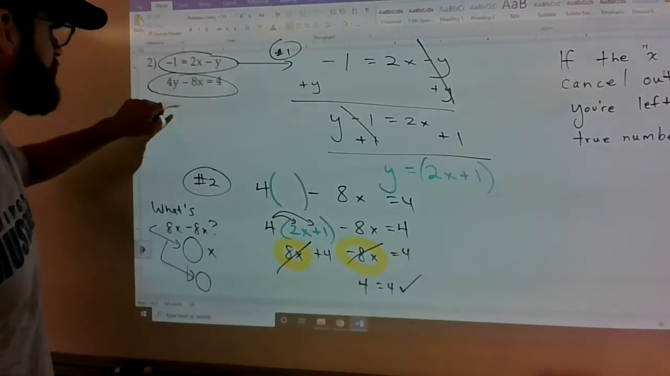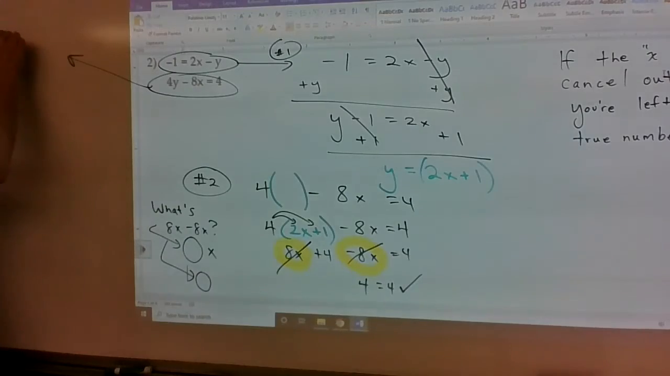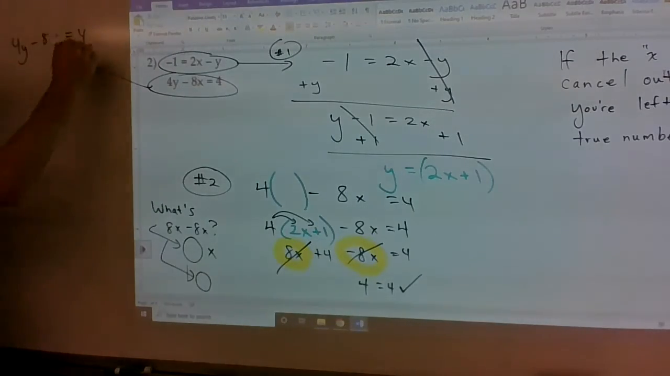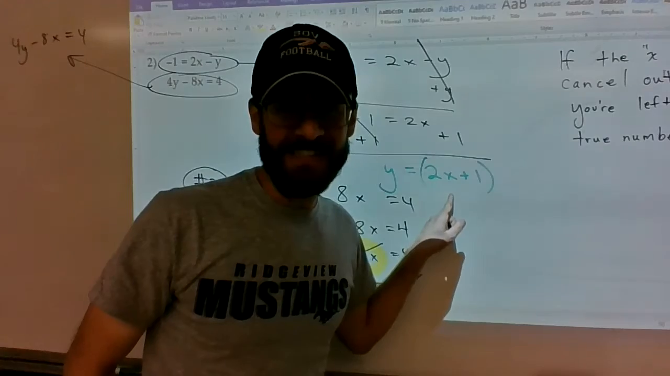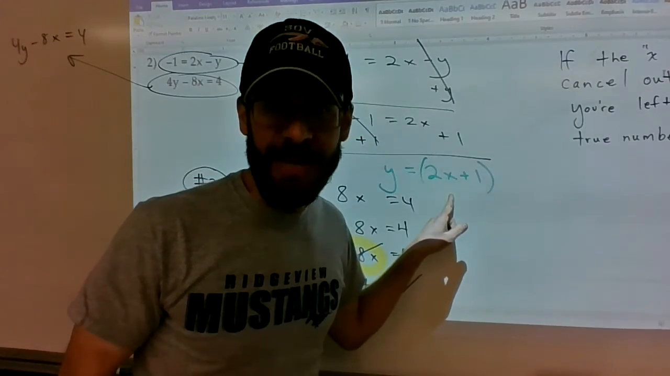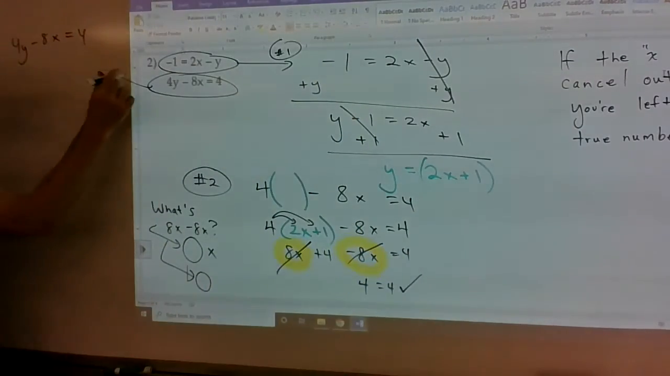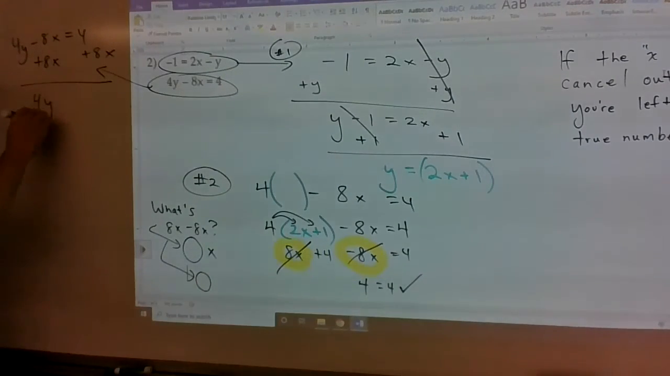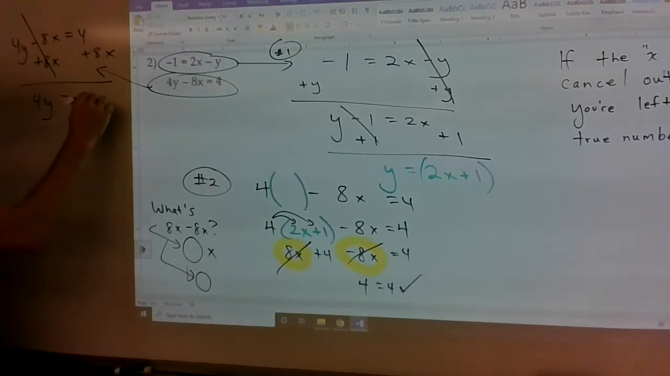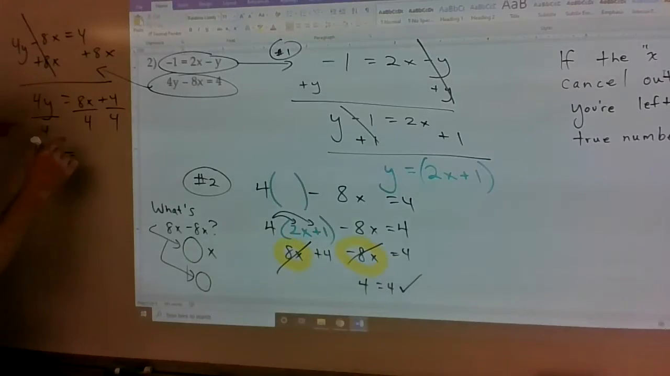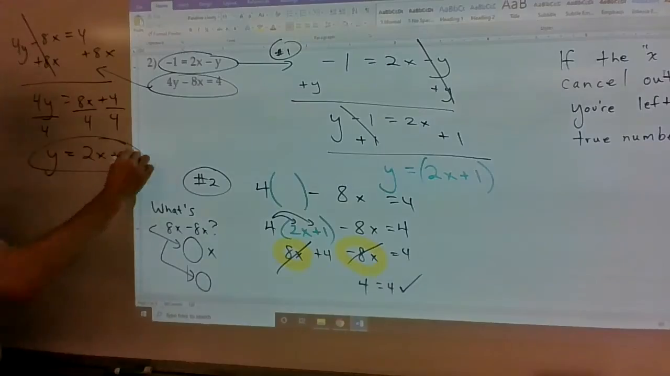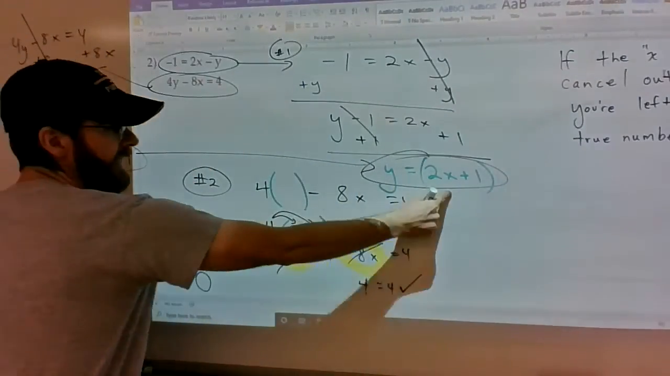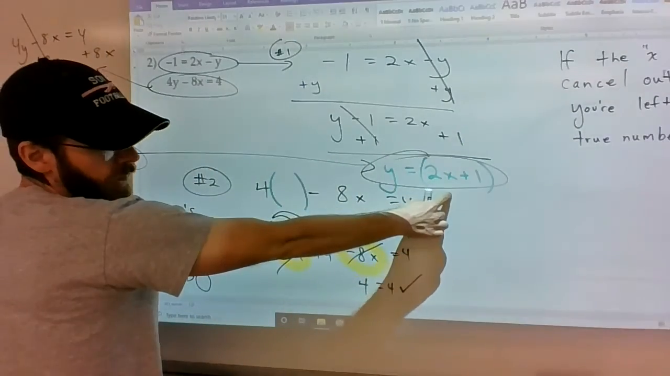So think about it like this. 4y minus 8x equals 4. If I get y by itself and it's the same as 2x plus 1, then we would have infinitely many solutions. So I can add 8x to both sides. 4y equals 8x plus 4. Divide by 4, divide by 4, divide by 4. 8 divided by 4 is 2. 4 divided by 4 is 1. Yeah, they're identical. It's all points on the line 2x plus 1.